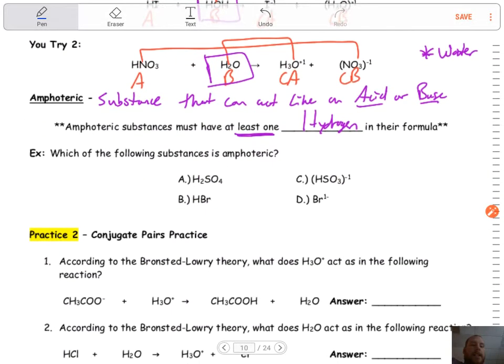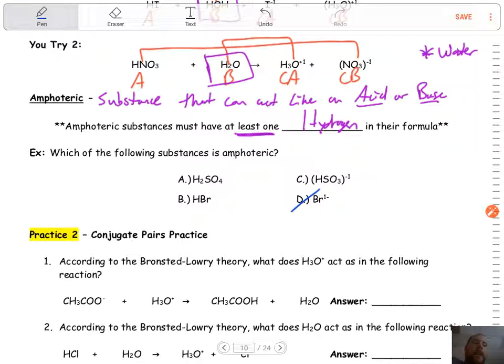So if we look at this example right here, which one's amphoteric? Which one could we eliminate right away? D, because it doesn't have a hydrogen at all. Okay. Now, the other piece that you've got to think about is it needs to be able to take one in. Not only give one away, but it's got to be able to take a hydrogen, or a proton, I should say. So think about what the charge of the substance is that's next to it.